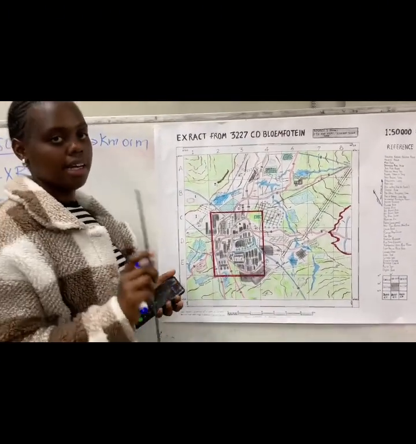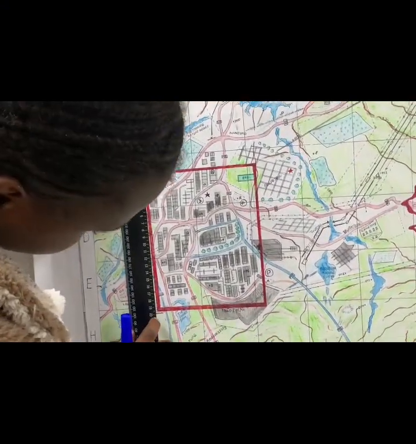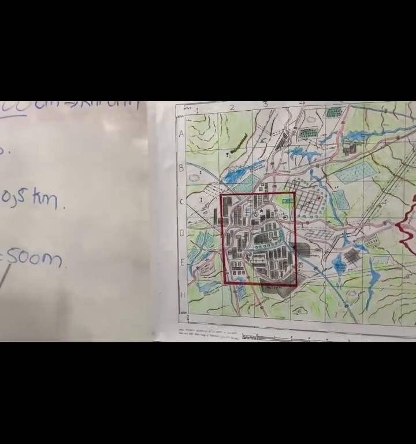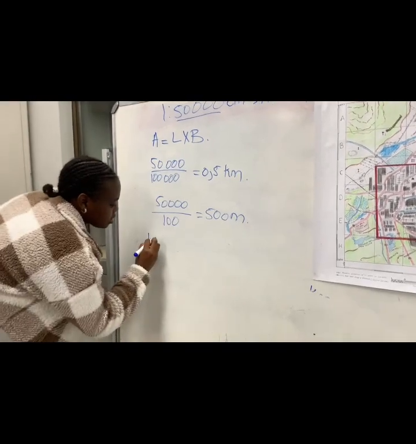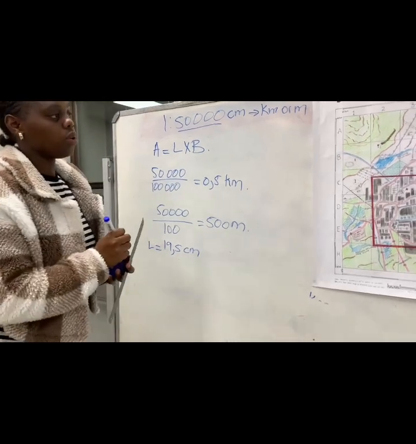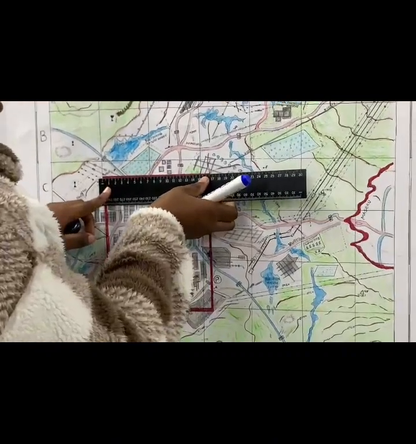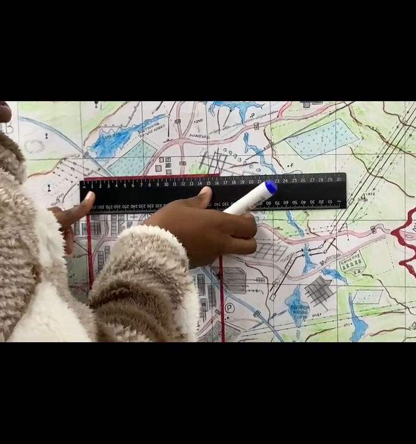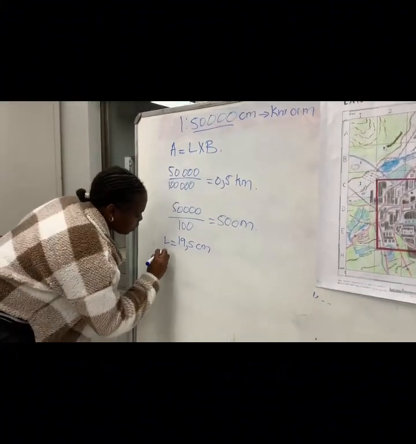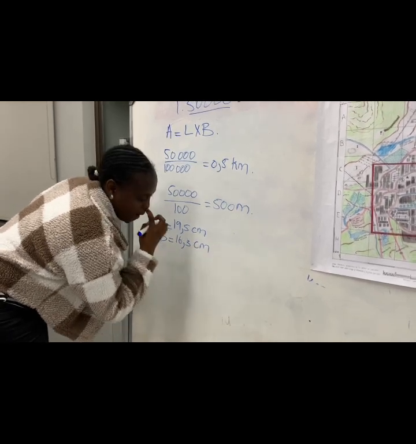Firstly, I'm going to measure my length. My length is 19.5 centimeters. So let's write it down. Length is equal to 19.5 centimeters. Then we're going to measure the breadth. The breadth is 16.3 centimeters. So the breadth is equal to 16.3 centimeters.